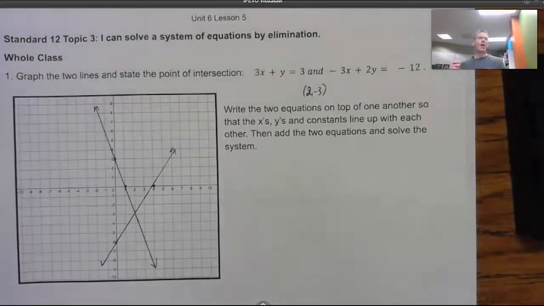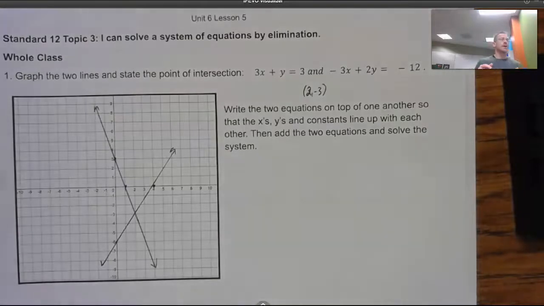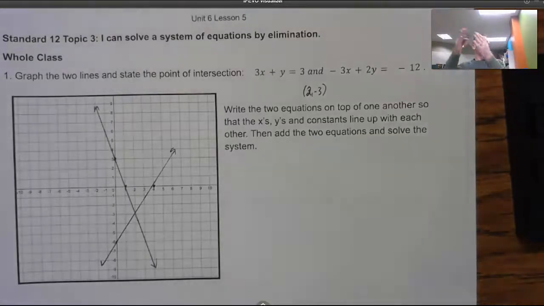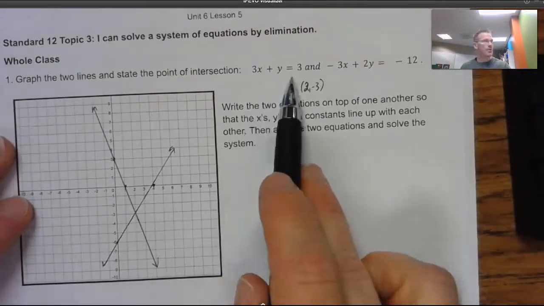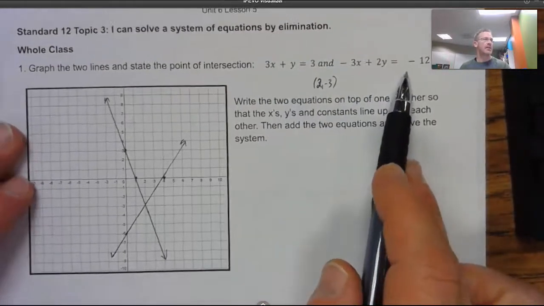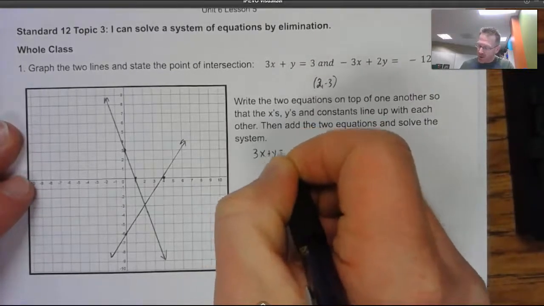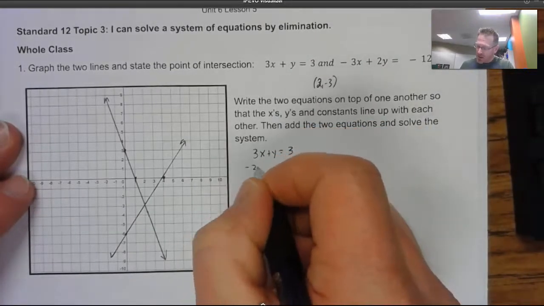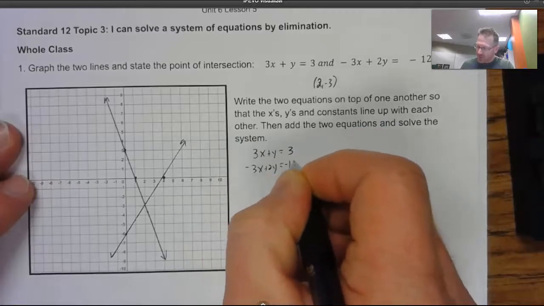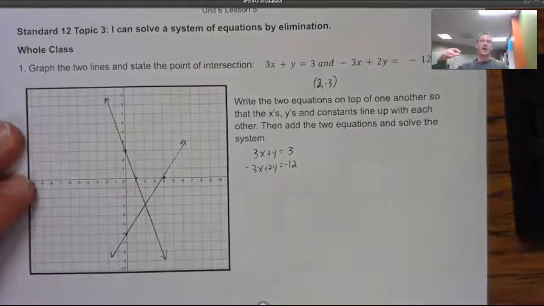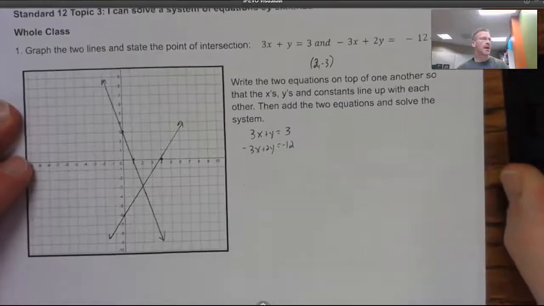Now, why is this called elimination? What we want to do is stack our two equations on top of each other, and we always want the variables to align. So we want all the x's in one column, all the y's in one column, and all the numbers in one column. That's kind of the way things are written right here, but if it's ever not, you should write it in order, but let's stack them. So 3x plus y equals 3, and then -3x plus 2y equals -12. It doesn't matter which one's stacked on top or bottom. We'll get the same answer either way.